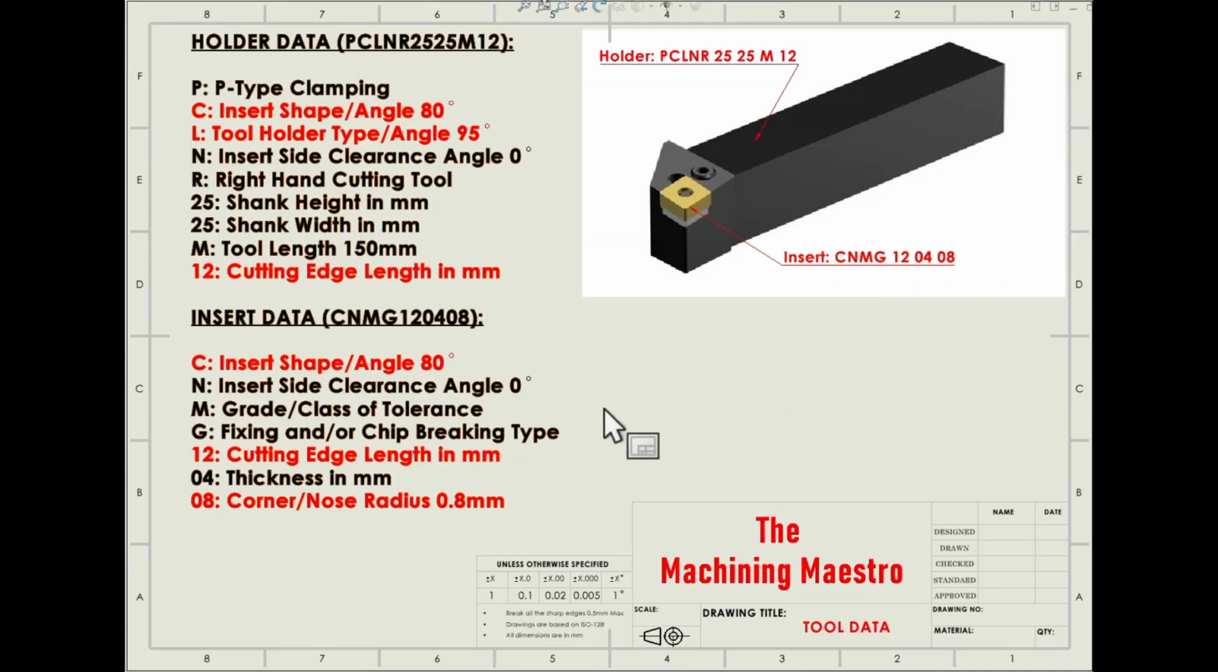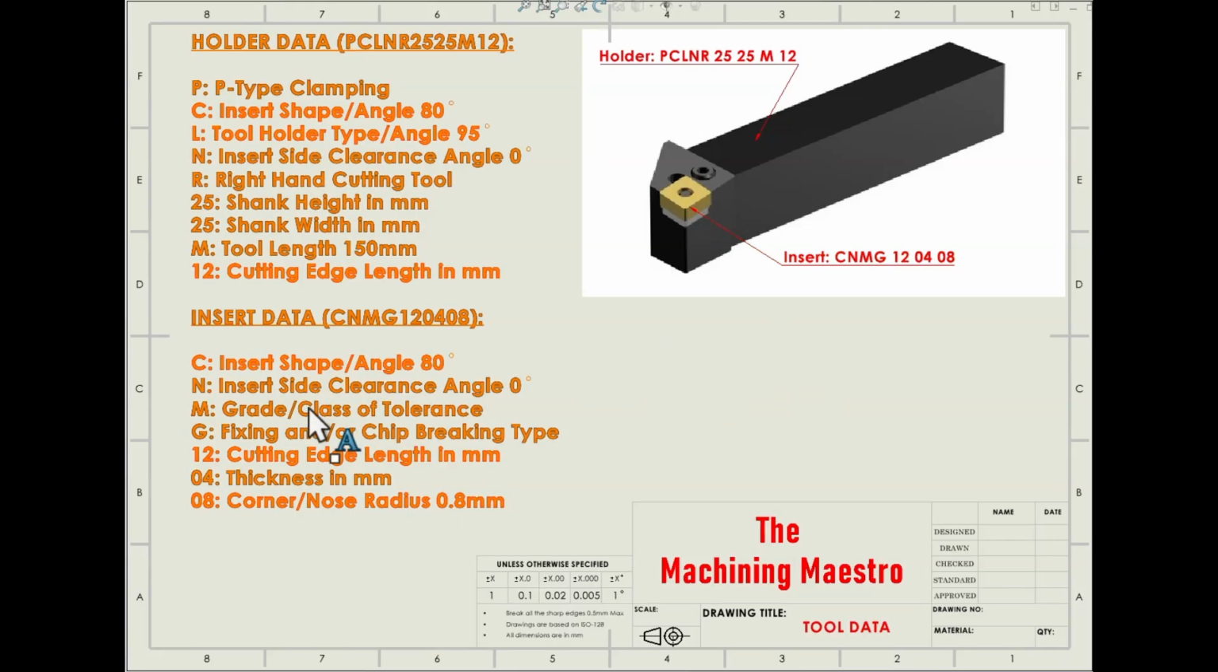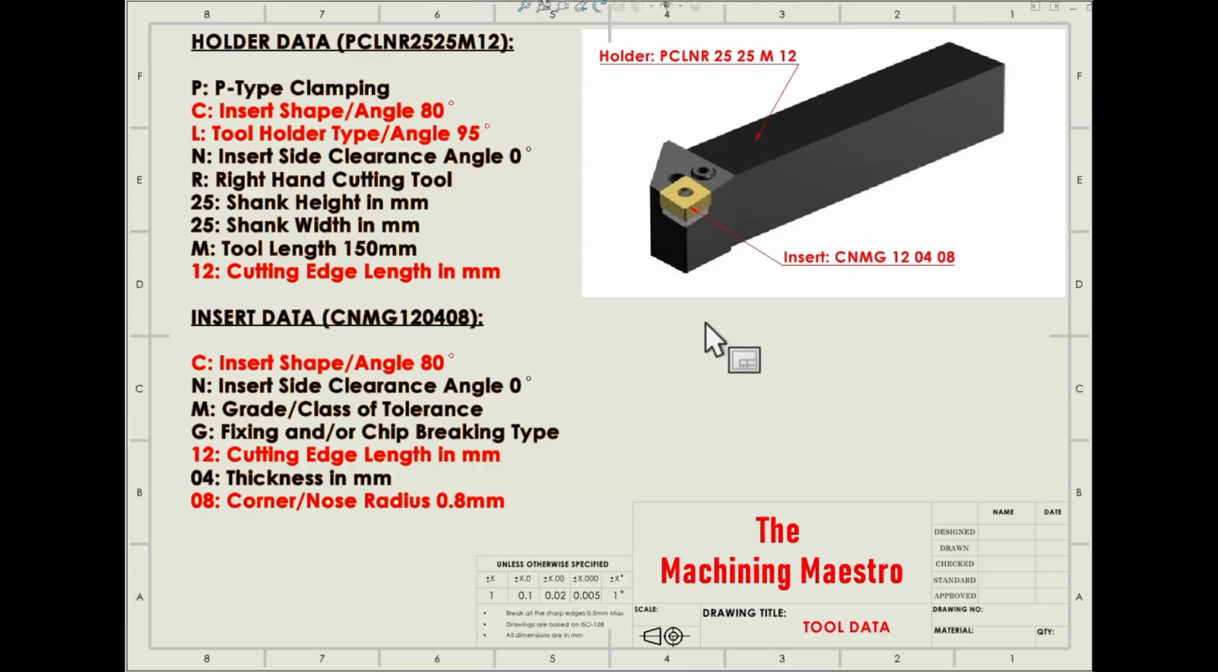The designation says C is the insert shape or insert angle, which is 80 degree. N is the insert side clearance angle, which is 0 degree. The clearance angle produced over here is 0 degree. M is the grade of tolerance or class of tolerance.